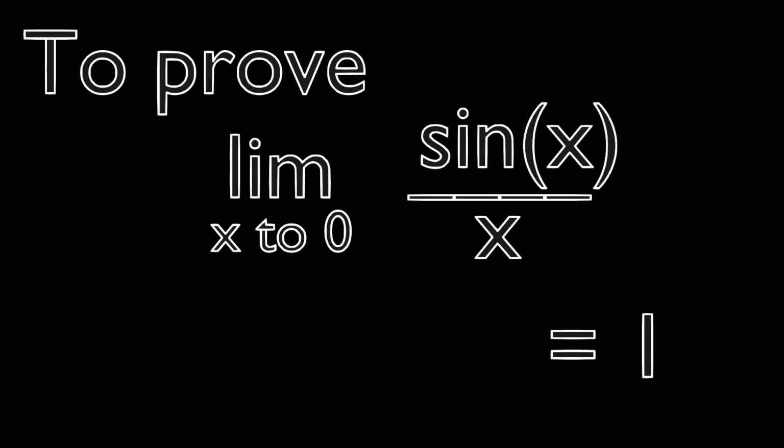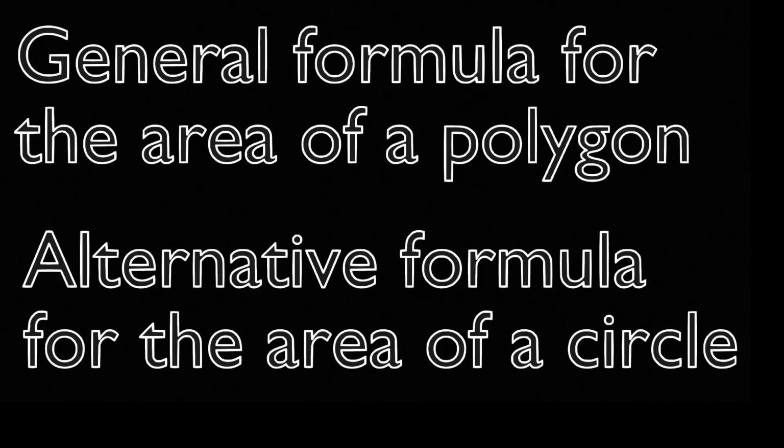In this video, I'll present a method based on geometry, which allows us to calculate the limit of sine of x over x when x goes to 0. This method is the result of trying to come up with a formula for the area of a circle, based on the formula of the area of any polygon with equal sides and inside a circumference.